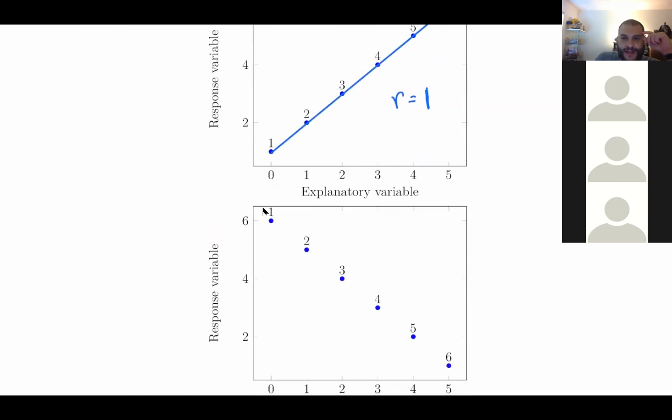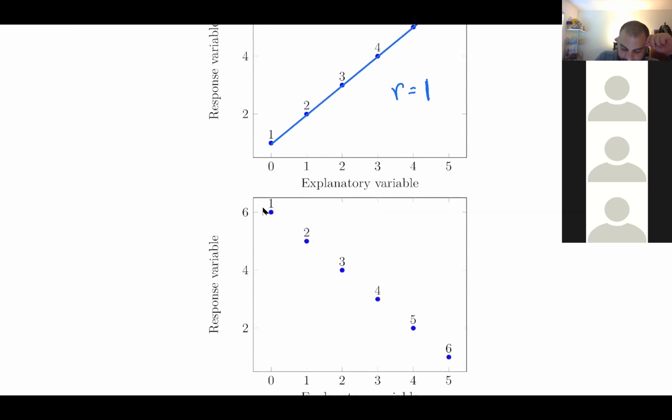But now if I go to this next one, I can still draw a line through every single one of these points. The only thing different is that instead of going uphill, now it's going downhill. So since it's going downhill, this R is equal to -1.